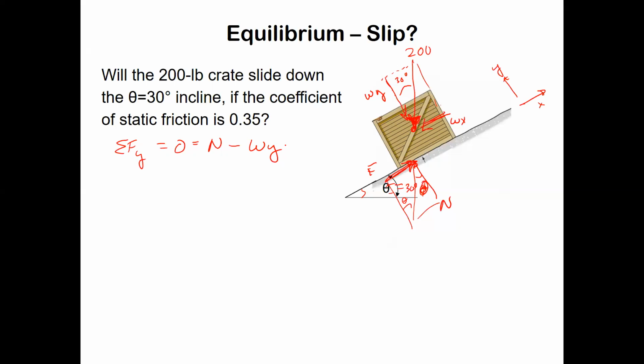What about the 200? Well, Wy is the amount of the 200 that's acting in this tilted y direction. So that's going to include that. It's going to be in there, right? What is Wy? If we have this angle 30 degrees, Wy equals what? 200 times the cosine of 30, right? Therefore N is just equal to Wy, which is 200 times the cosine of 30 degrees, and that equals 173 pounds.